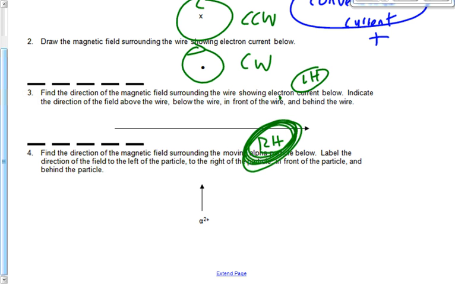To the right of the wire. Which way are they pointing? Into the page. Behind the wire, it's towards the left of the page. To the left of the wire, it's out of the page. And in front of the wire, it's to the right.